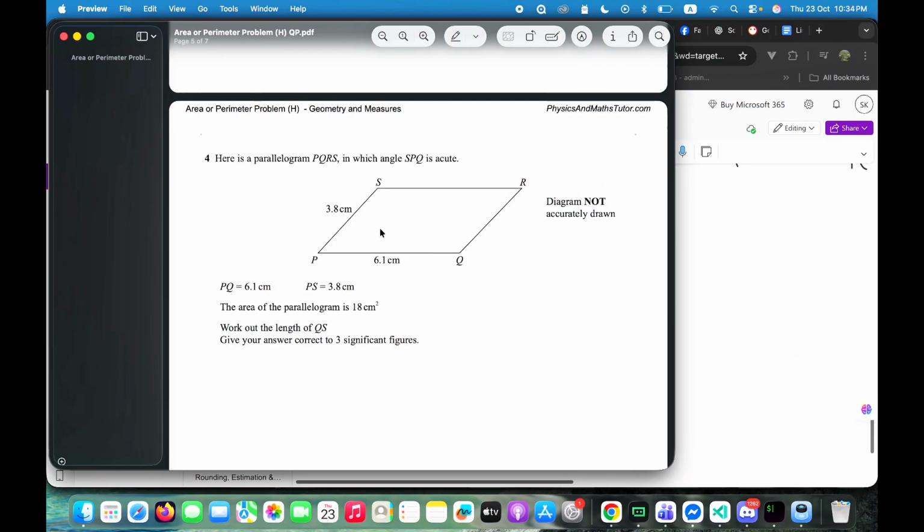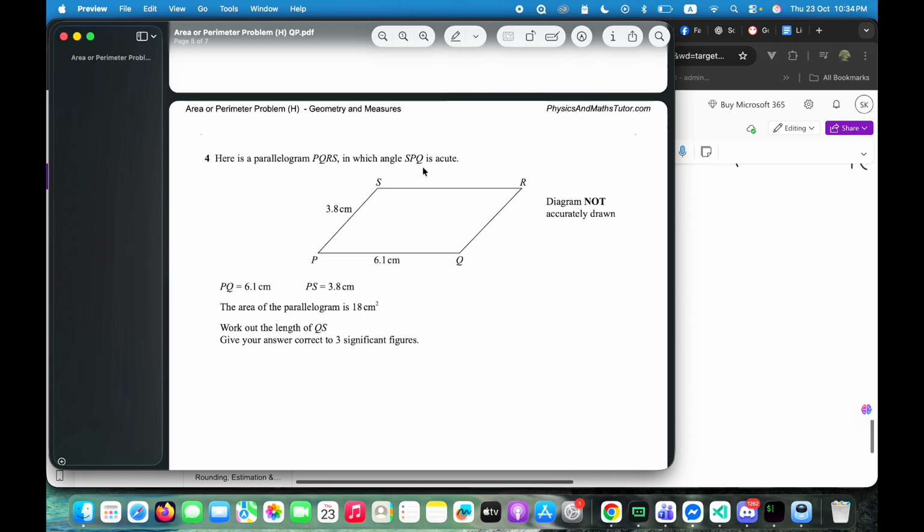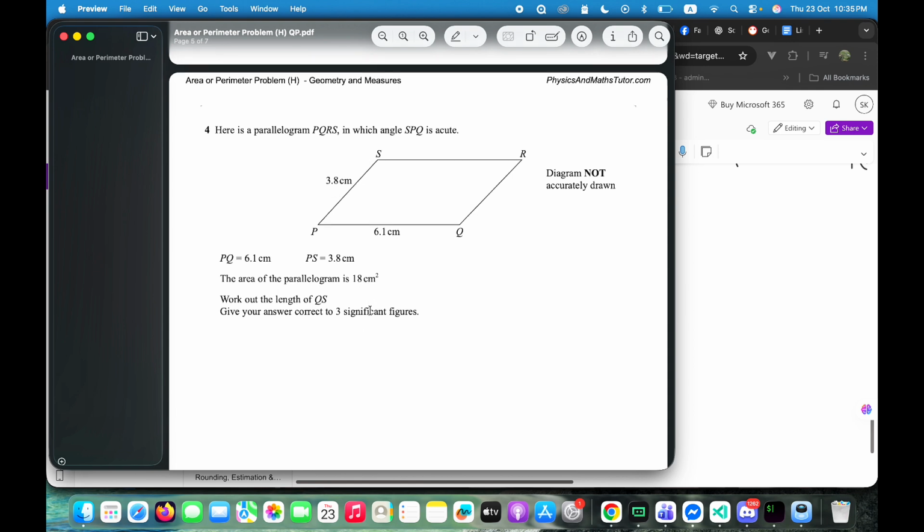So let's read the problem. It says, here is a parallelogram PQRS, in which angle SPQ is an acute angle, acute meaning less than 90 degrees. The value of PQ is given as 6.1. The value of PS is given as 3.8. The area of the parallelogram is 18 centimeter square. This is given. So you have to work out the length of QS. Give your answer correct to 3 significant figures.